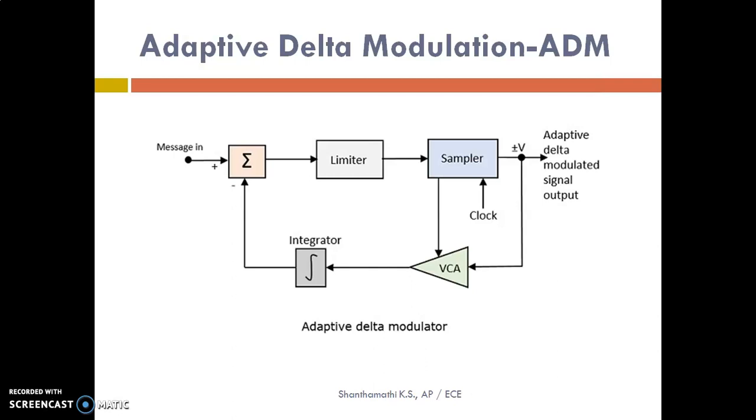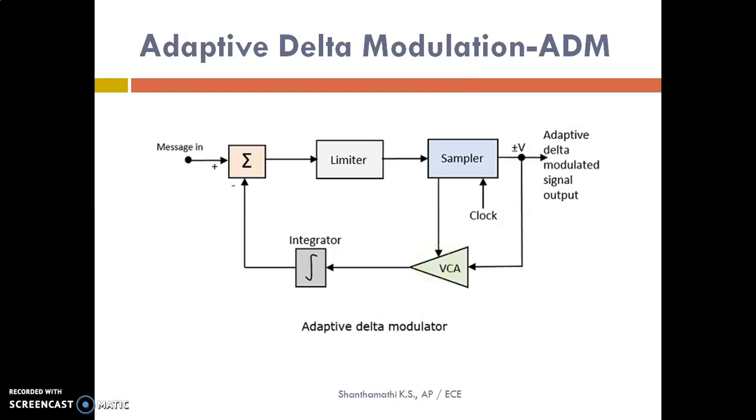Otherwise the minute details get missed in the process, so it would be better if we can control the adjustment of step size according to our requirement in order to obtain the sampling in a desired fashion. So this is the concept of adaptive delta modulation. It includes a summer, a limiter, a sampler, a voltage control amplifier and an integrator. The gain of that voltage control amplifier is adjusted by the output signal from the sampler. The amplifier gain determines the step size, so these both are proportional.